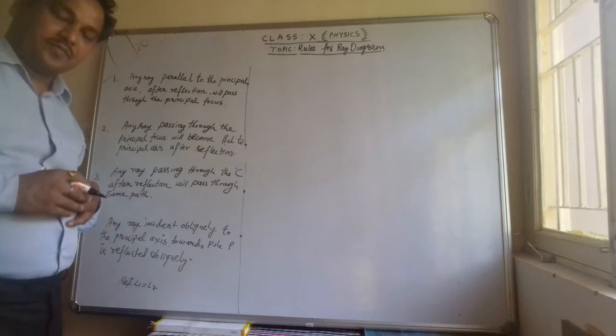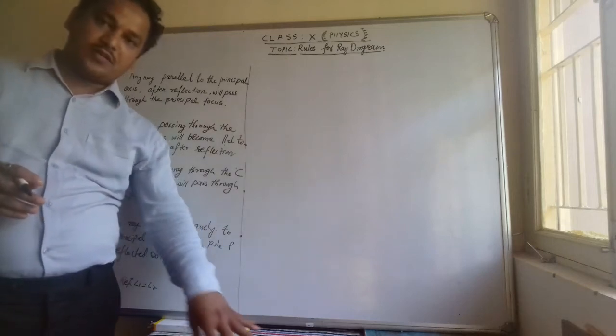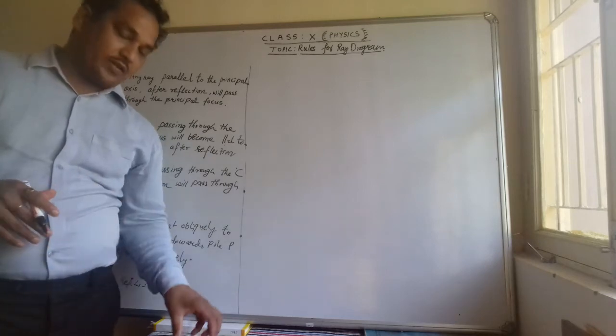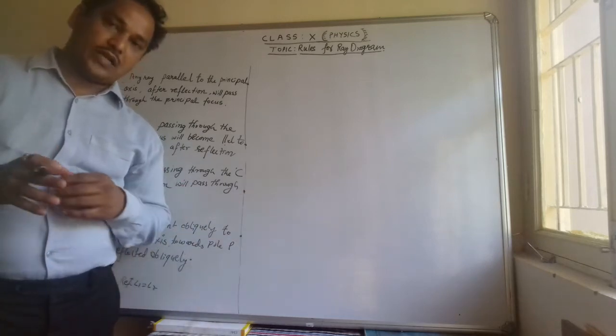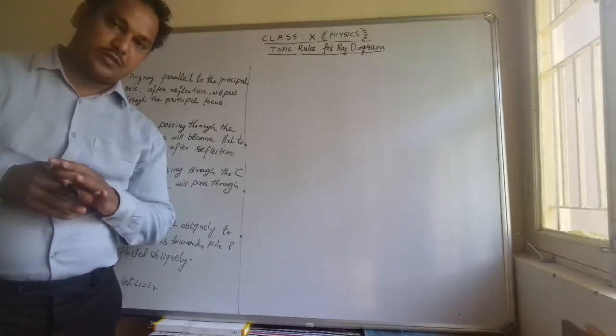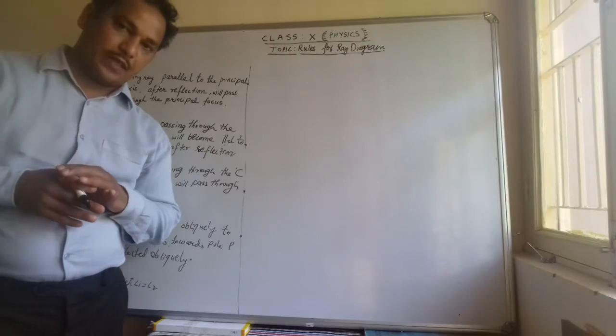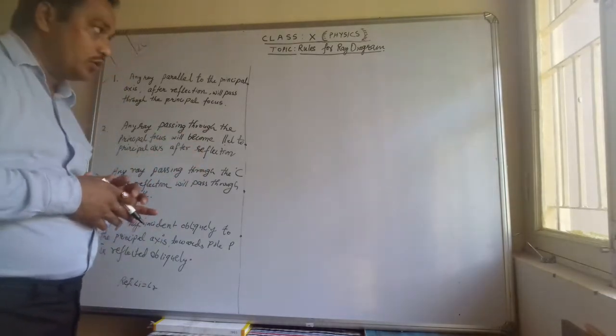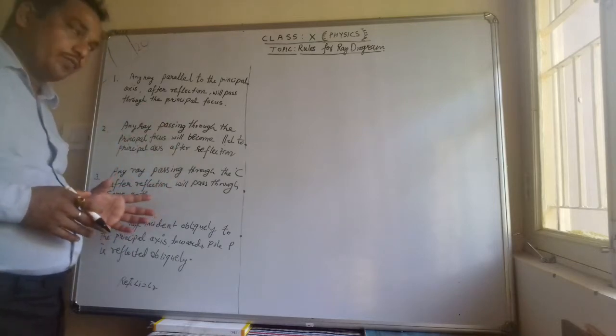Hello everybody. Today we will discuss the rules for the ray diagram. With the help of these rules we can easily draw the ray diagram in the case of spherical mirrors and get the position of the image, its nature, and the size of the image formed, when the object is kept in front of the mirror. So let us see these four rules.